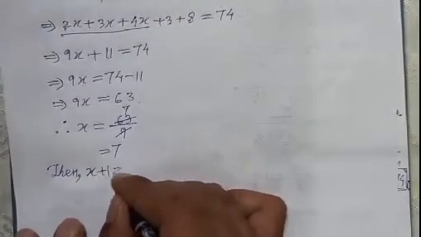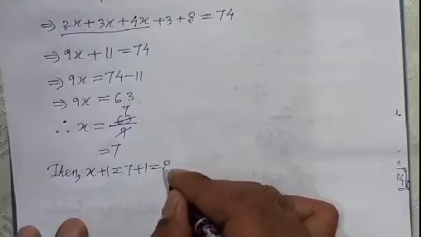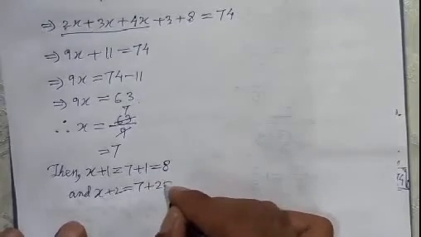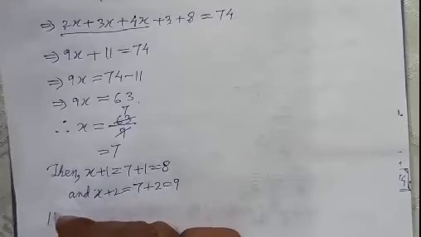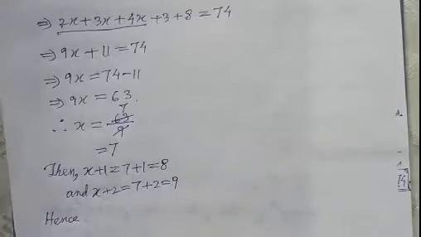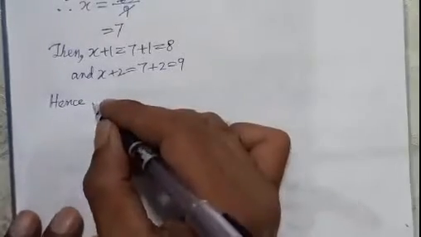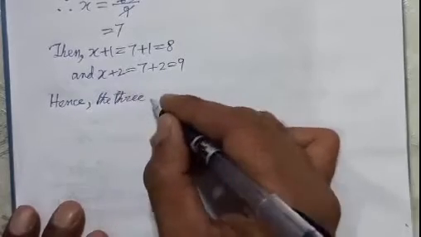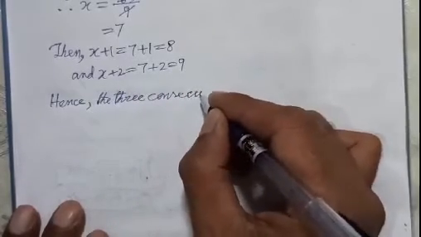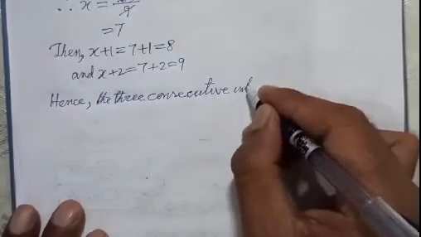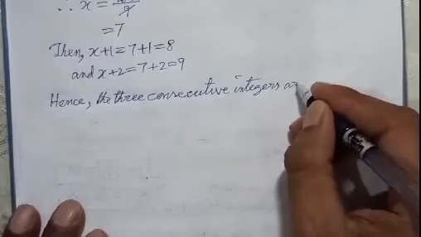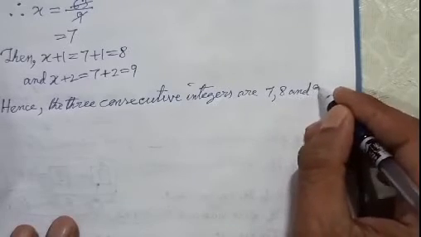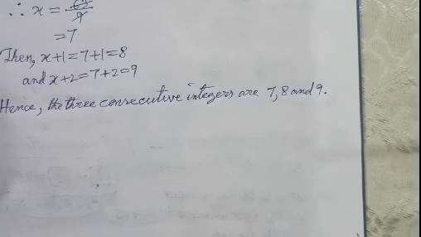Then x plus 1 is equal to x is 7 plus 1. Then we are getting 8. And next is x plus 2. Since x is 7 plus 2 is 9, hence the 3 consecutive integers are 7, 8, and 9. Here it is over. Not so difficult. You can follow.